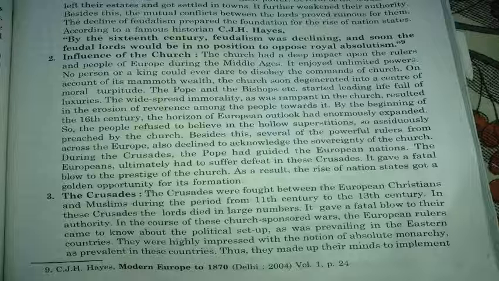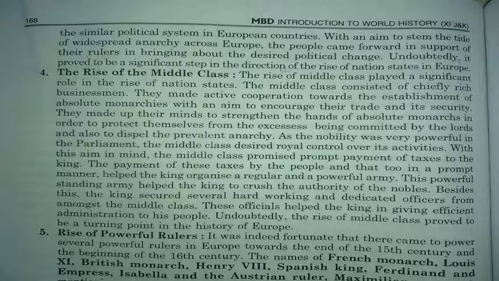As prevalent in these countries, they made up their minds to adopt a similar political system. European countries aimed to stem the tide of the widespread anarchy across Europe by supporting their rulers, bringing about the desired political change. In Italy, it proved to be a significant step in the direction of the rise of nation states in Europe.